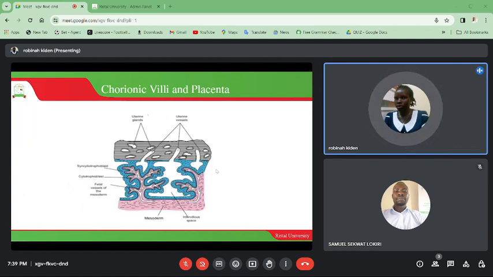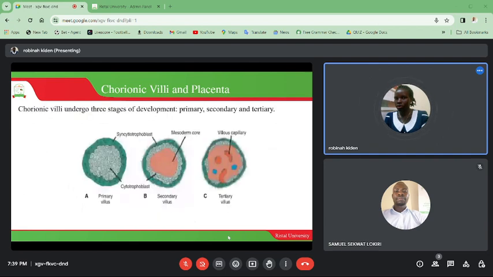So right there, these are the structures that we are talking about. This structure shows the chorionic villi and the placenta. So right there we have this demonstrated further. Structure A shows primary villus, then secondary villus, then tertiary villus, which is now well developed.